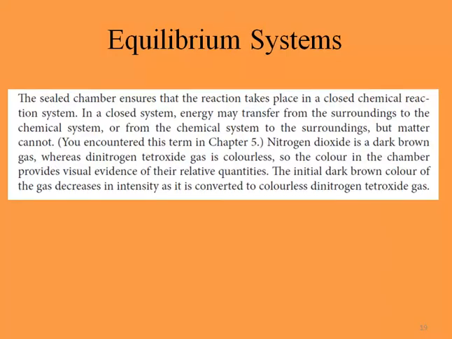The initial dark brown color of the gas decreases in intensity as it is converted to colorless dinitrogen tetroxide. But at the end of the reaction, the gas is not colorless. So we have some dark brown color, but with less intensity. So it means that the reaction has not gone to completion. It is not an irreversible reaction, but a reversible reaction, and we reach the equilibrium condition. So it means that at equilibrium condition we still have some NO2.